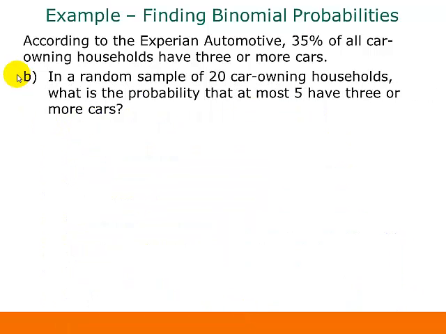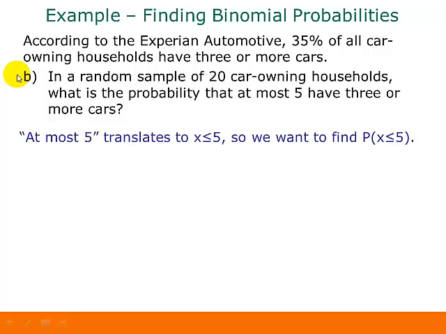Second question. In a random sample of 20 car-owning households, what is the probability that at most 5 have 3 or more cars? So this is the same problem. We've already figured out that this qualifies as a binomial experiment. Now we just have to translate the at most 5. This would translate to x is less than or equal to 5. So that's what we want to find, the probability that x is less than or equal to 5.